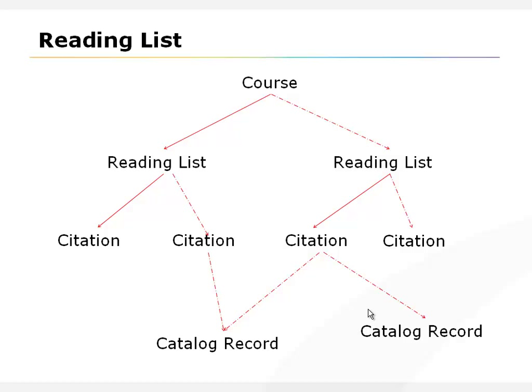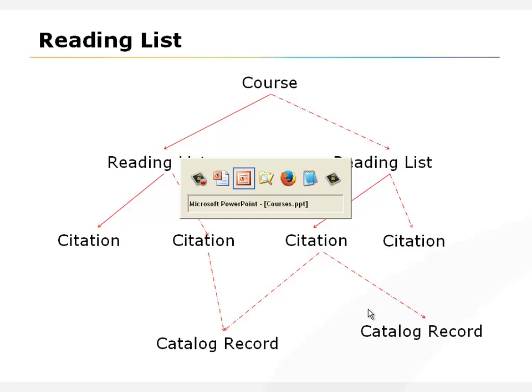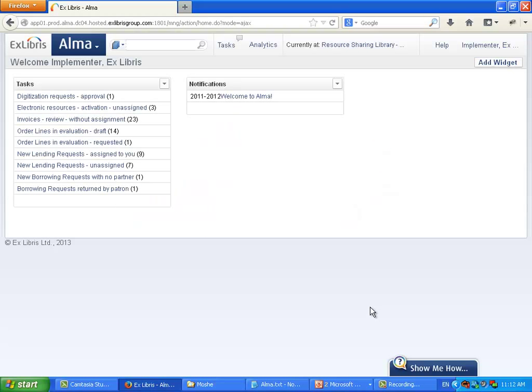As we'll go through the workflow, we'll go one level at a time. We'll start from the course, go down into the reading list, and then look at the citations, which are actually the main entity that is being worked on. So most of the workflow that is related to courses is around the management of the citations themselves. So what I'll do right now is hop into Alma and actually start looking at courses within Alma.